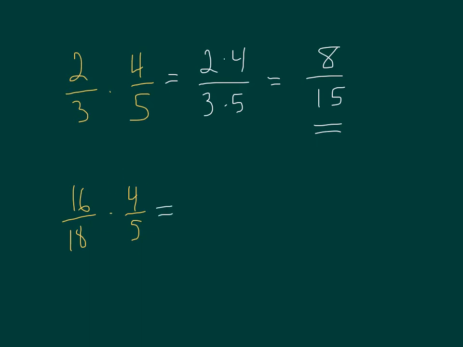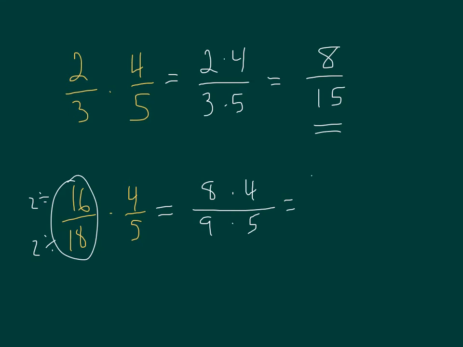Now, as I would begin to write 16 times 4 across the top, I'd like to take a look at this 16/18 and say, hey, you know what? I can reduce this. I can divide top and bottom by 2. And when I divide top and bottom by 2, I'm left with 8/9, which is a more simplified version of 16/18. 4/5 cannot be reduced. Okay. And now I'm going to multiply straight across the top.